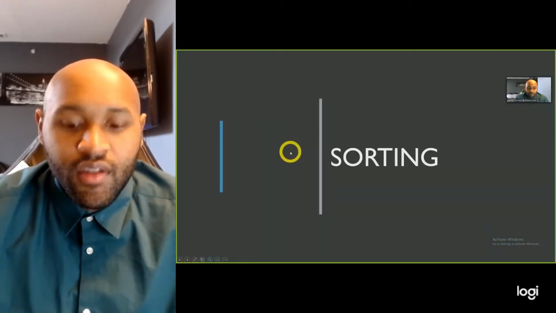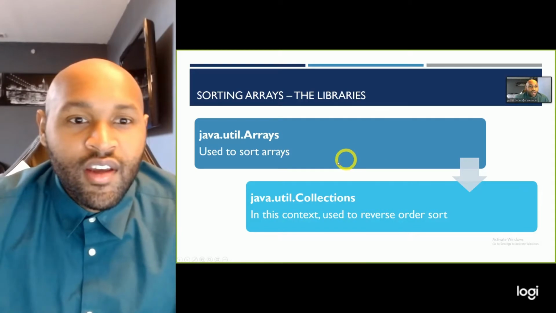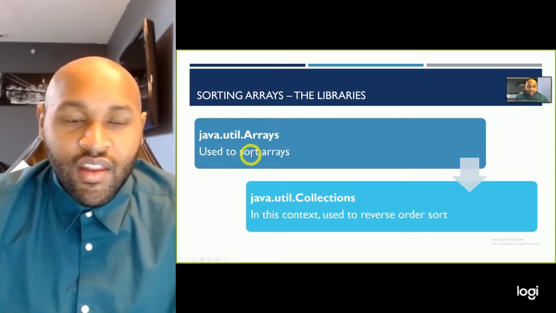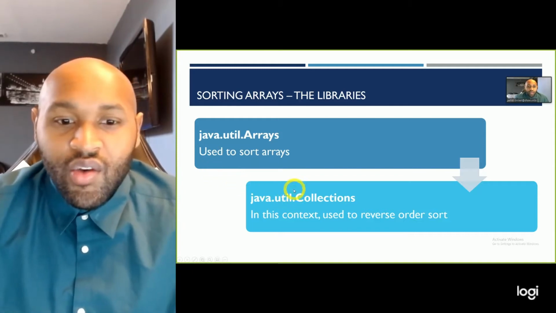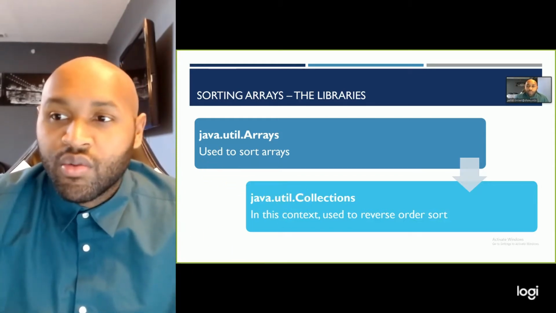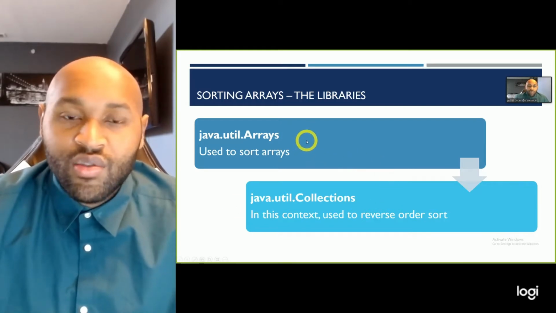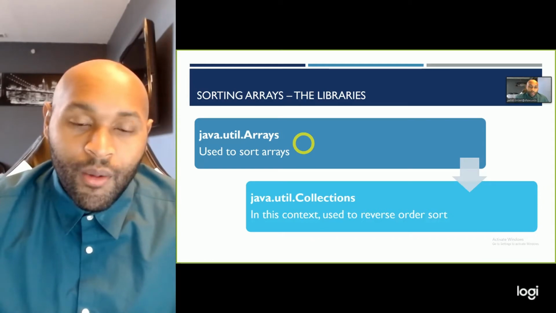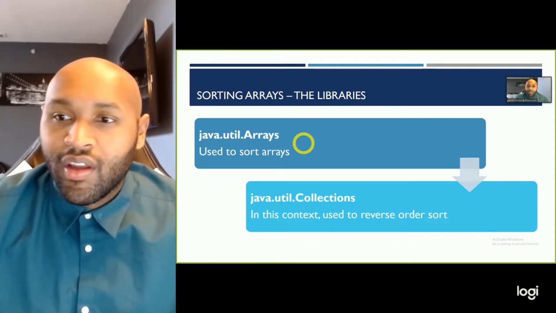All right. So sorting. How do we sort? Well, we use java.util.Arrays, and that's used to sort the arrays. We also need java.util.Collections for reversing the order of our sort. So Arrays.sort sorts in an ascending order. With the Collections, we can sort it in descending order.